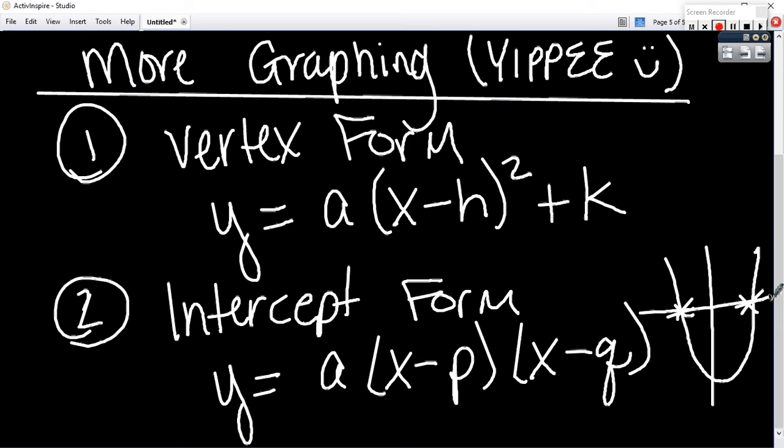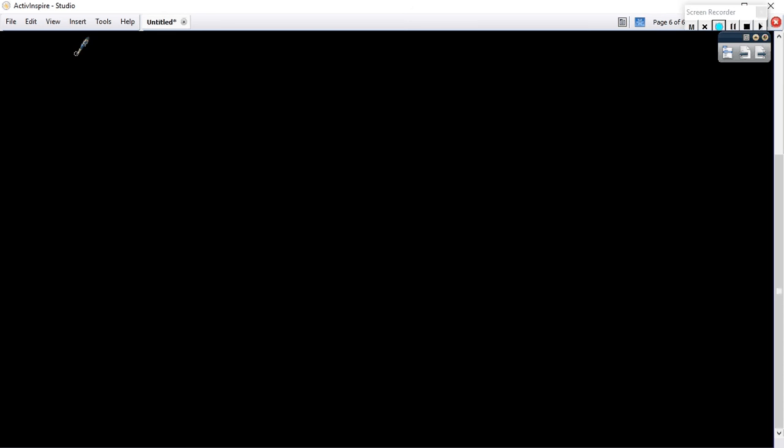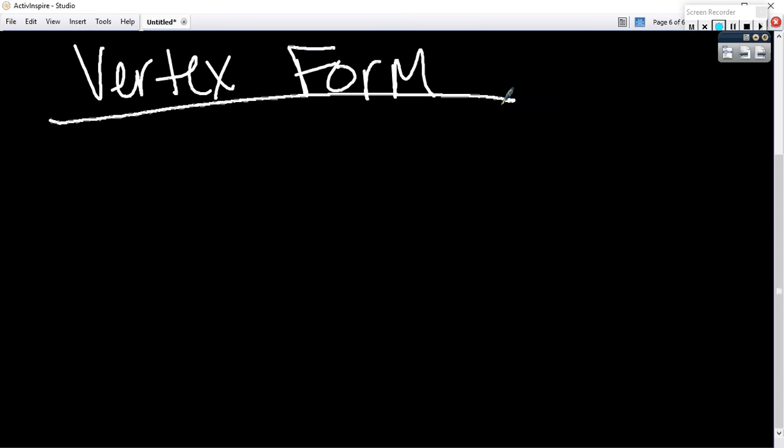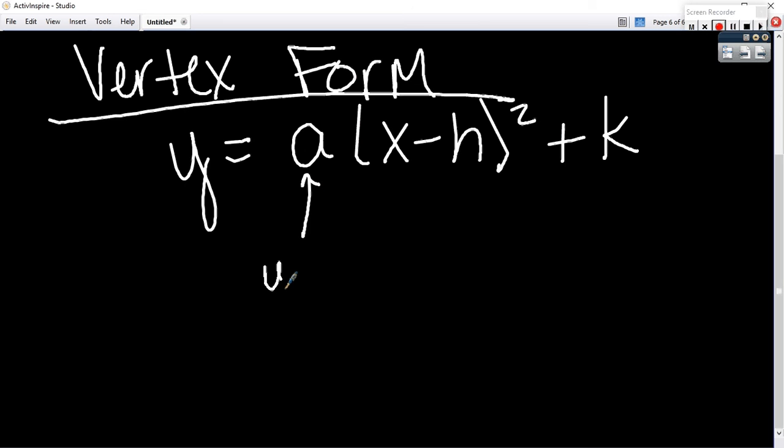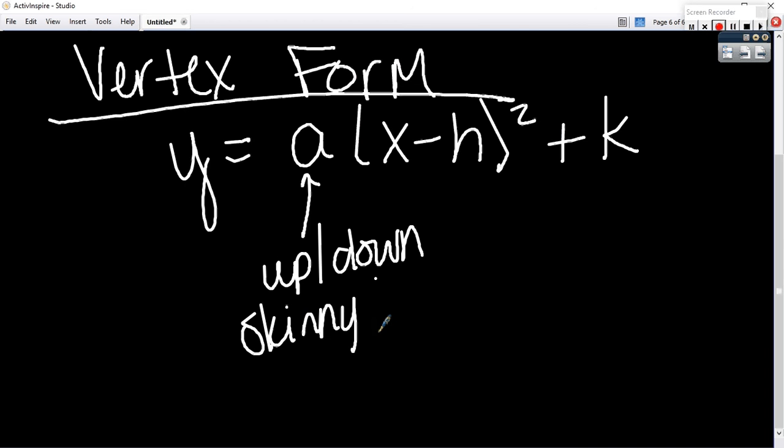All right, so let's focus first on vertex form. I think you're going to see this and go, why didn't you show us that first? All right, so we've already said that A tells us up, down, skinny, wide. Do I need to go back over that for anybody? We remember. The bigger A gets, the skinnier the graph gets. The smaller A gets, the wider the graph gets. Positive is up, negative is down.